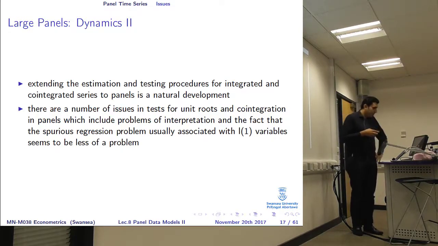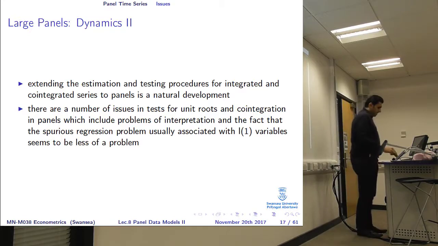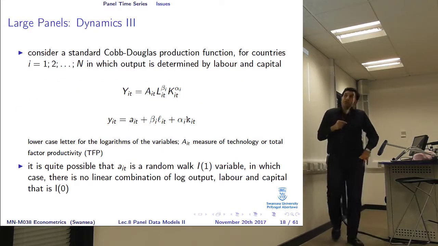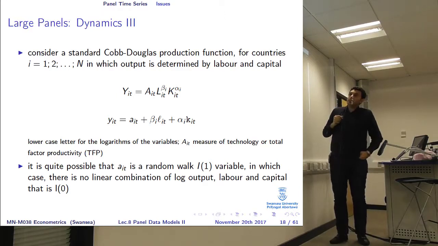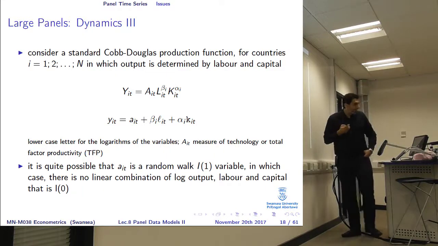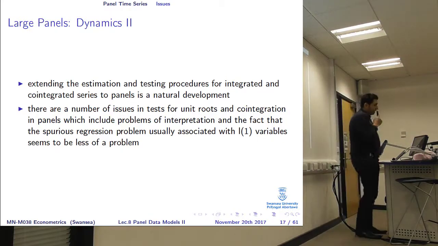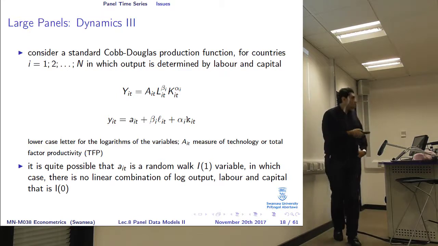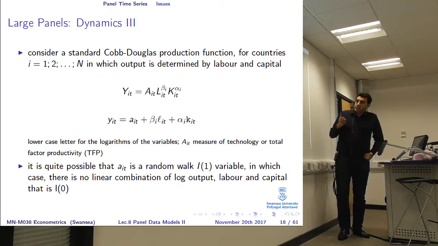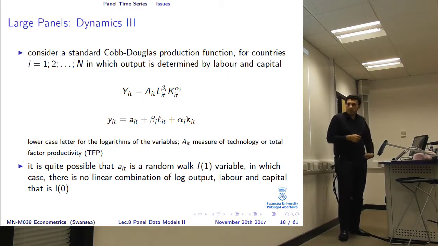We already covered this one, but again, in this case unit root, cointegration, and all the problems that face us with time series will be a concern as well. This is just an example. If you look at the standard Cobb-Douglas production function, some people argue that stationarity or spurious regression isn't a big deal in this sort of large panel data. For example, consider this Cobb-Douglas production function for a number of countries from i to N. In this function, as you know, output is determined by L and K, the inputs, and A here is the total factor productivity.